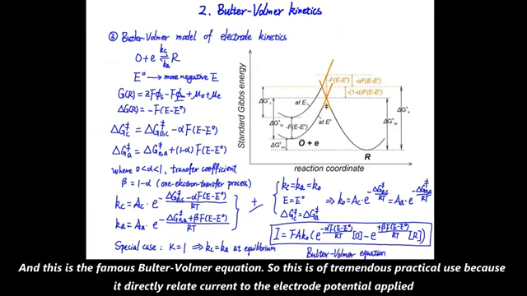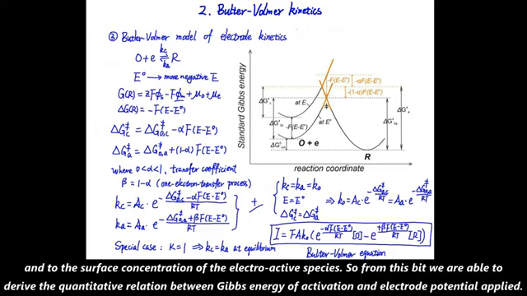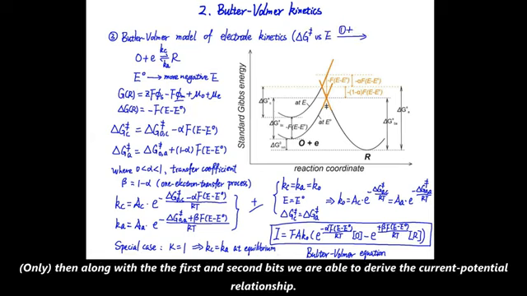So this is of tremendous practical use because it directly relates current to the electrode potentials applied and to the surface concentration of the electroactive species. So from this part we are able to derive the quantitative relation between the Gibbs energy of activation and the electrode potentials applied. Then along with the first and the second parts, we are able to derive the current-potential relationship.